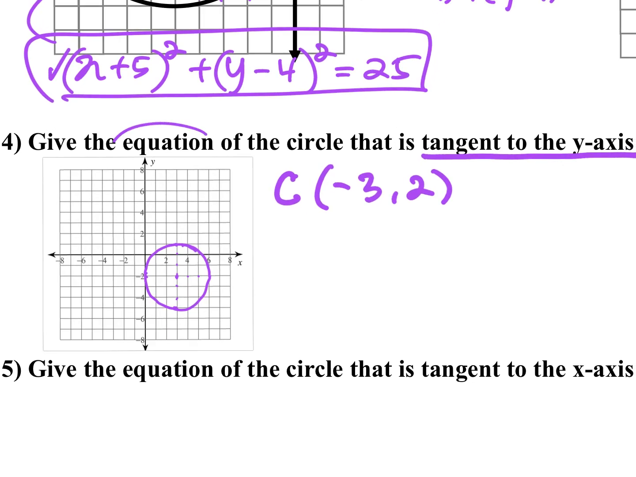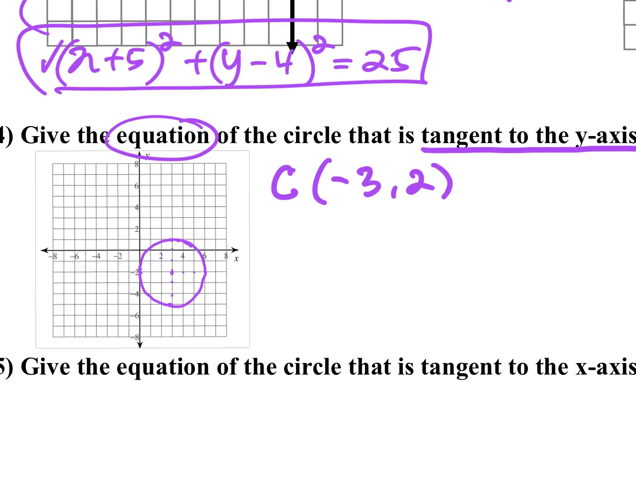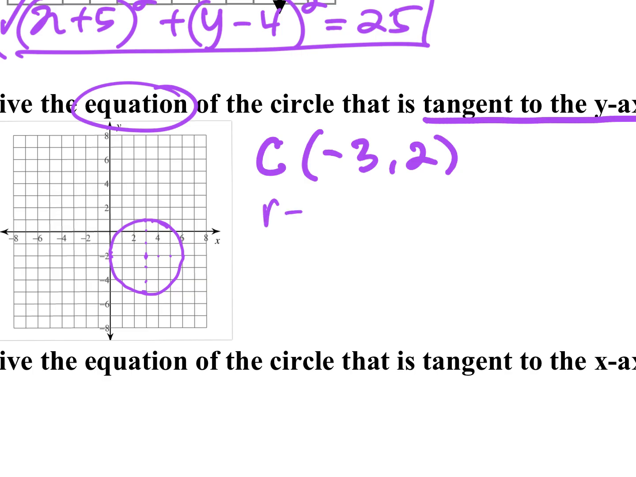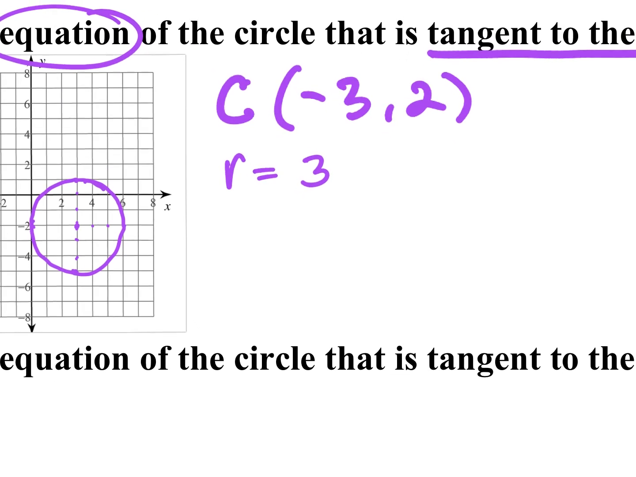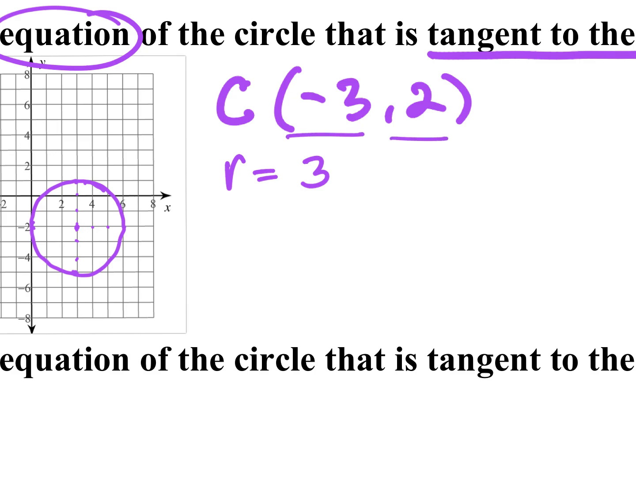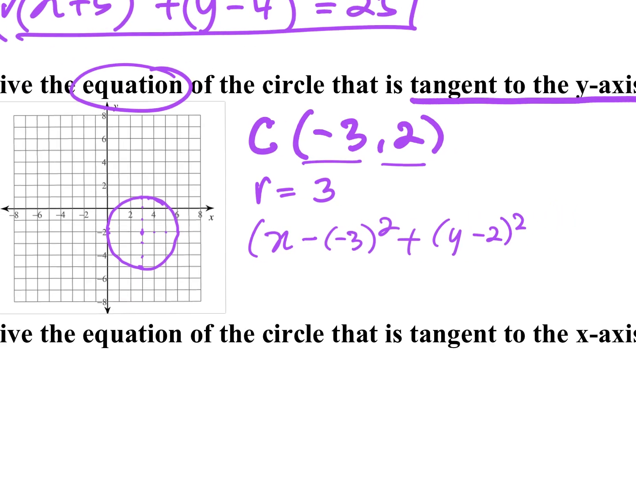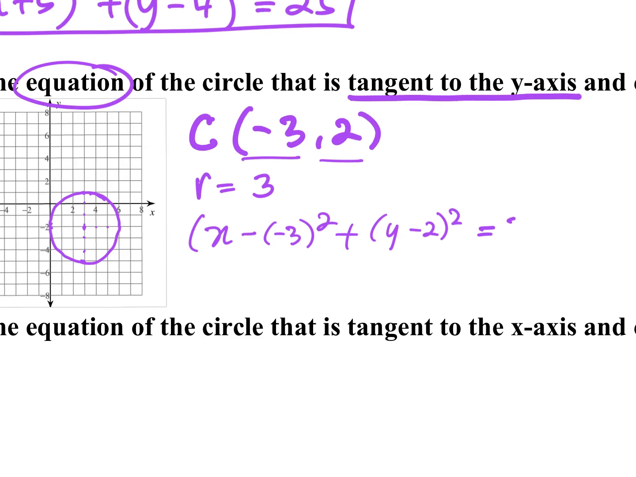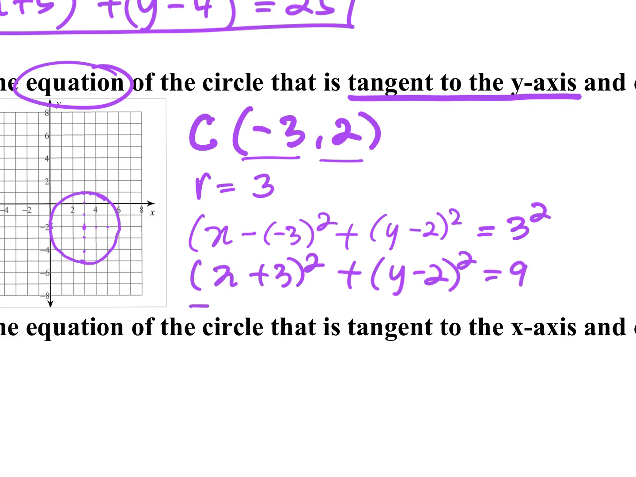Now they're asking us for the equation. So let's give the equation. We already know the radius. That's going to be 3. R is equal to 3 units. Therefore, we can now say that with that h and k values, the equation is going to be x minus 3 squared plus y minus 2 squared is equal to 3 squared. Okay, finalizing it, that's gonna give you x plus 3 squared plus y minus 2 squared is equal to 9.